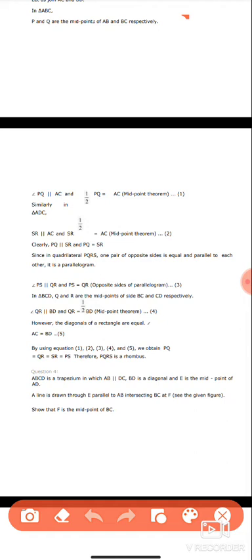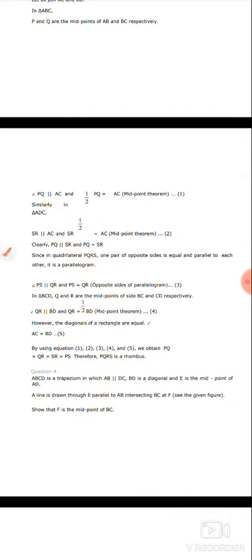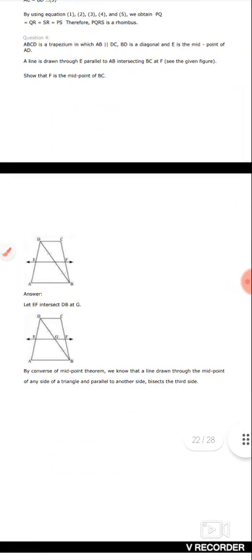Then after that, question number 4. ABCD is a trapezium in which AB is parallel to CD and BD is a diagonal and E is the midpoint of AD. A line is drawn through the midpoint parallel to AB intersecting BC at F. Show that F is the midpoint of BC. Now you have to show this, F is the midpoint of BC. Okay, so this is the figure.